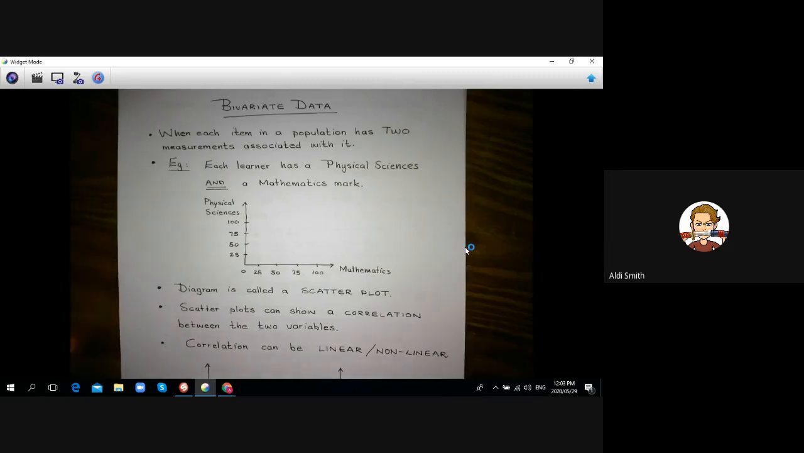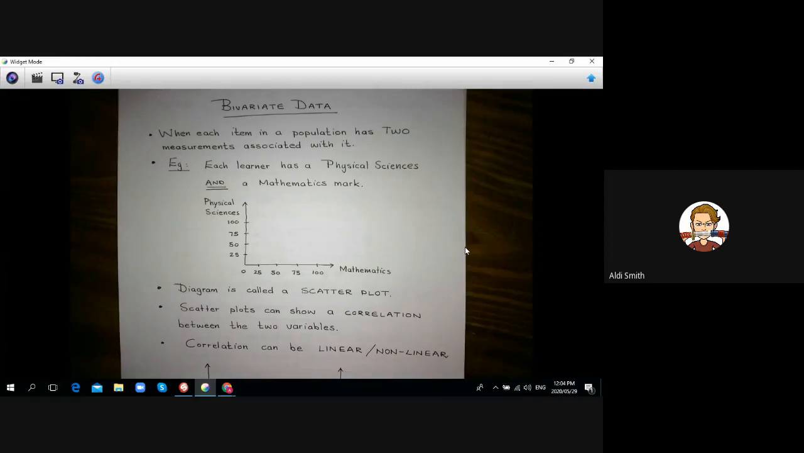So bivariate data is when each item in a population has 2 measurements associated with it. So mostly what we've done up until now is we will take all the people in the school, for instance, and we will measure their length only. So that's what we call univariate data, single variable data. So all the people in the school, we will only go and measure their length, and we will only record their length. Bivariate data is something different.